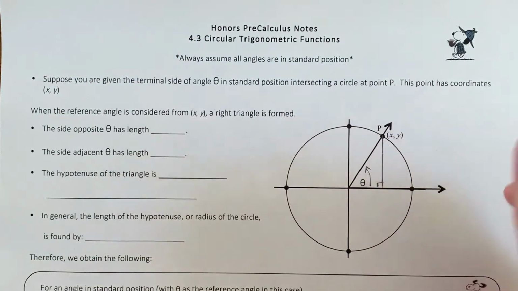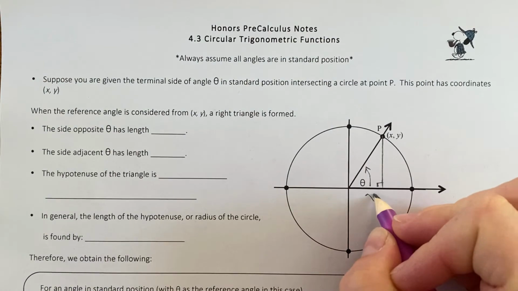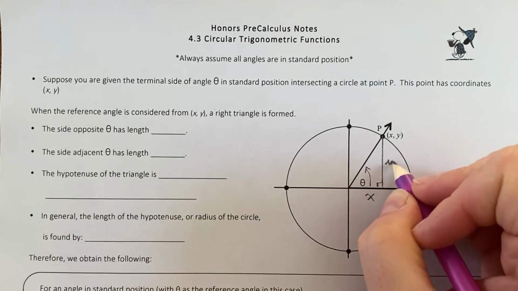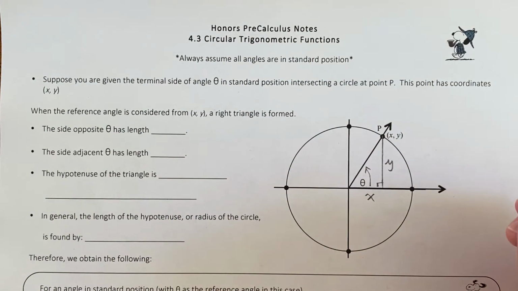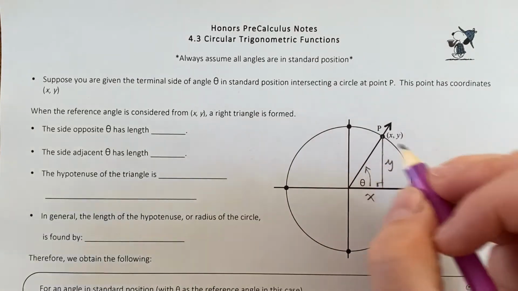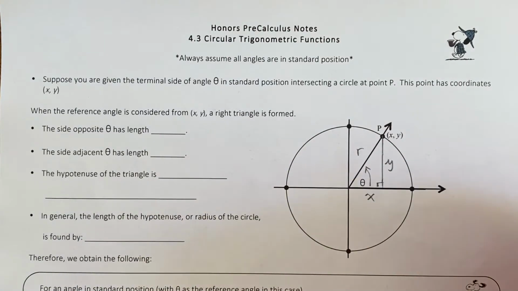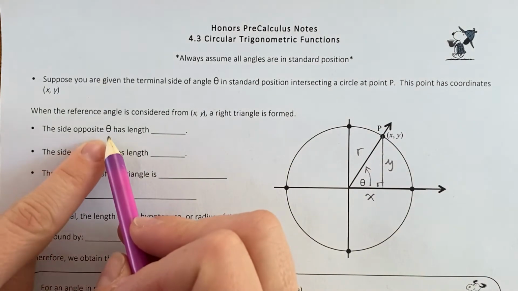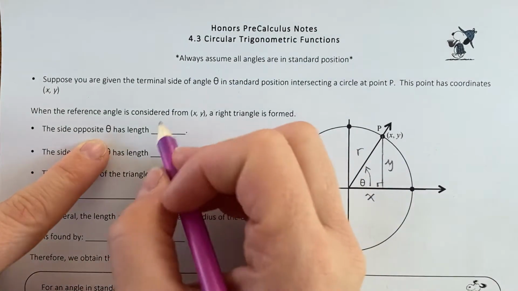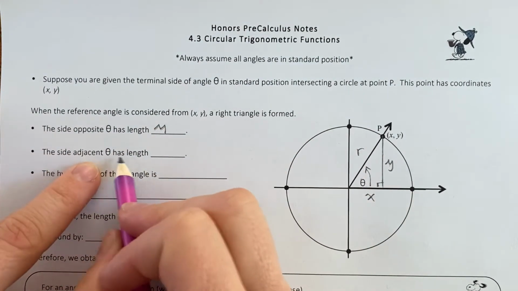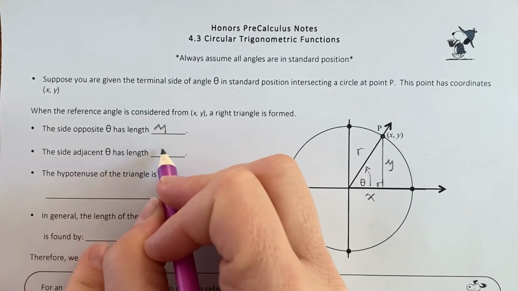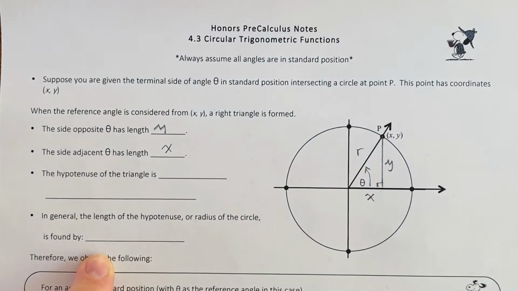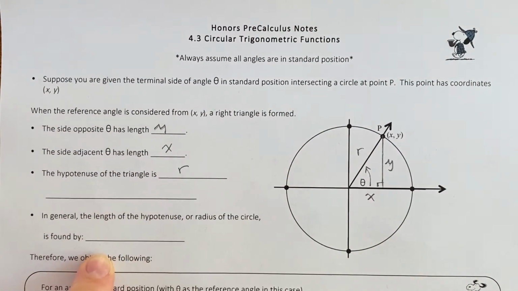And when we do that, we notice that this side of the triangle is x, and this side of the triangle is y, and I'm gonna name the hypotenuse r because it's the radius of the circle. So the side opposite theta has length y. The side adjacent has length x, and the hypotenuse we're calling r.